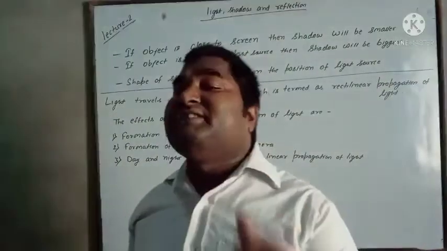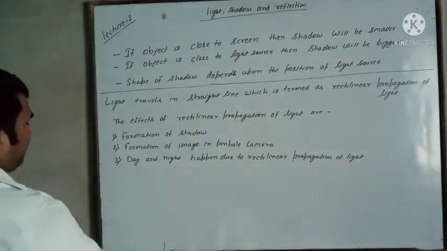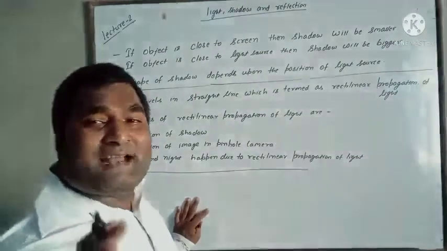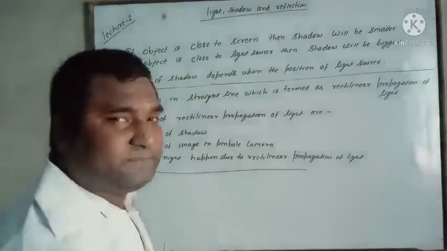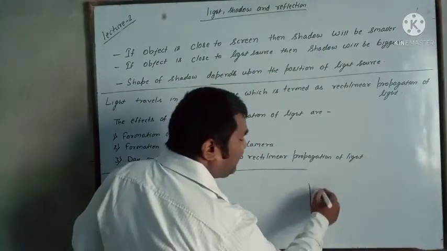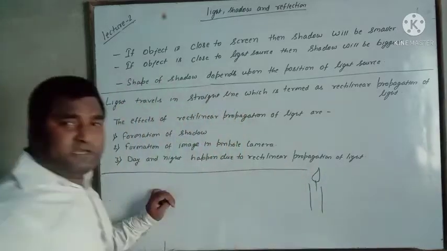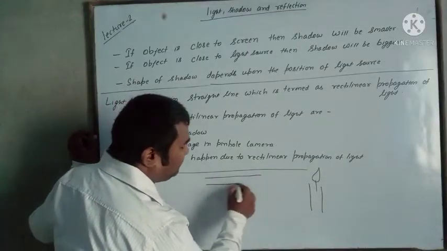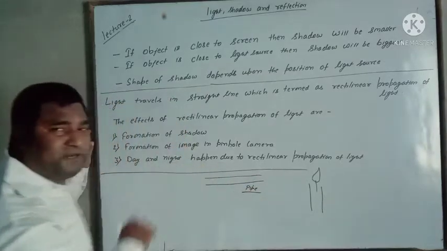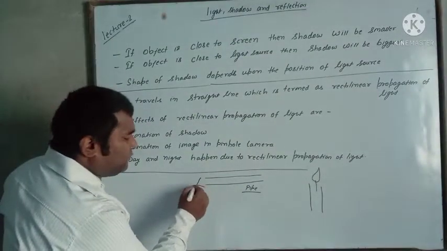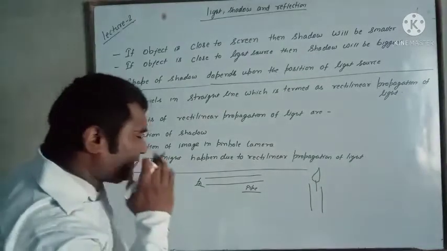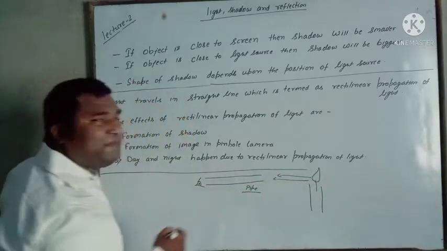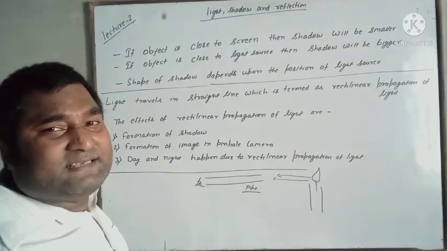For that I have one activity also. Yahan tak ho gaya light travel in straight line. Next thing we have to see an activity that explains that light travels in a straight line. For that, you take a candle and light it. You take a lighted candle on a table. You take a hollow pipe, ek pipe lena hai, or a tube lena hai, and you have to close one of your eyes. Ek aankh band karke jab aap is straight pipe se dekhenge, you can see the candle flame easily. Aap candle flame ko aasani se dekh sakte hain.